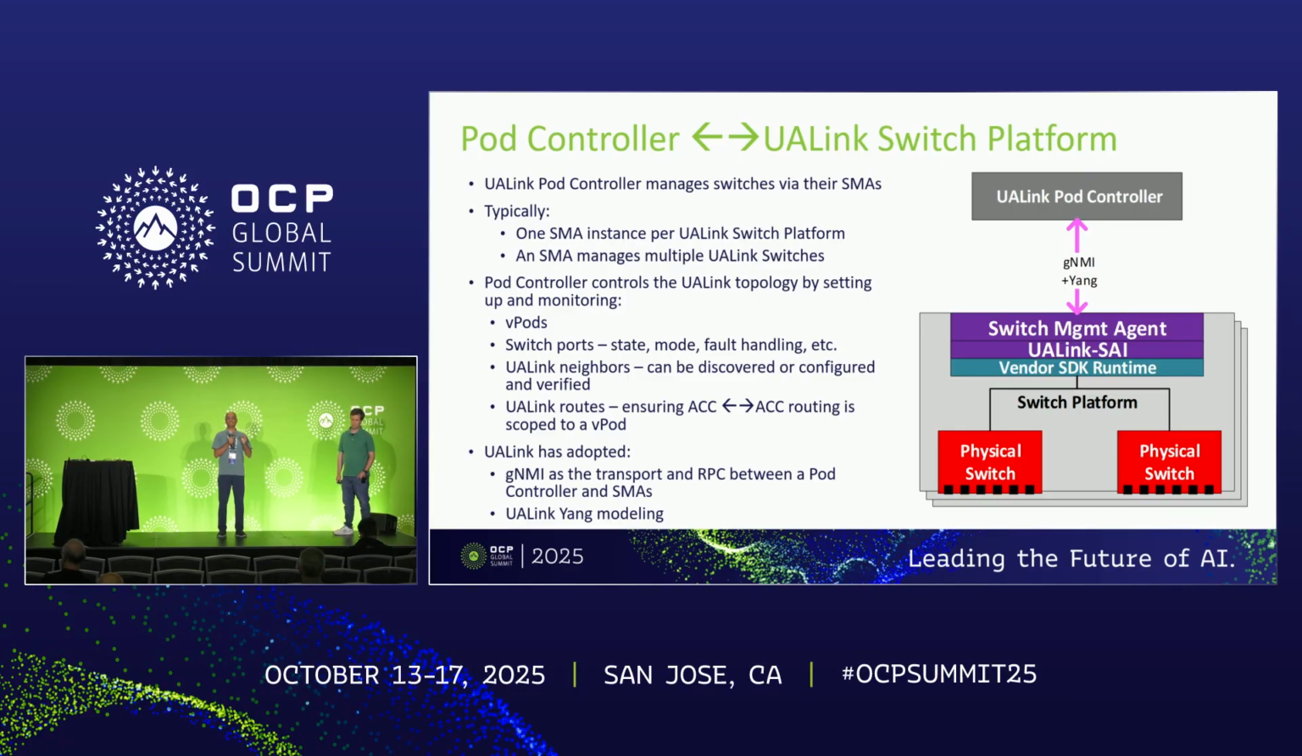And then routes. Routes are where the segmentation aspects come in. A vPod is strictly confined by defining routes correctly, and the routes are authoritatively synthesized by the pod controller and pushed down. The SMA, and also on the other side, if routes end up on the NMA in the future, do not, strictly do not have the authority to create their own routes. That breaks the security aspect of segmentation. And like we talked about, UALink has already adopted GNMI as the transport and RPC, and then Yang modeling.